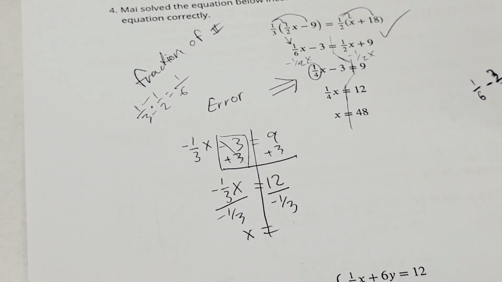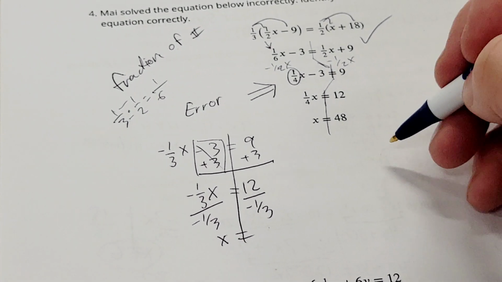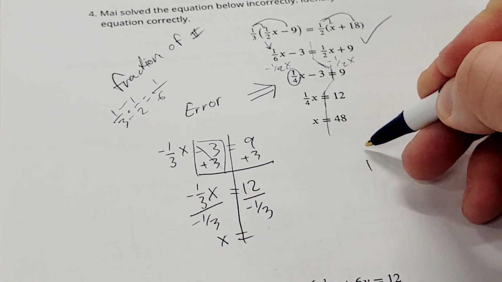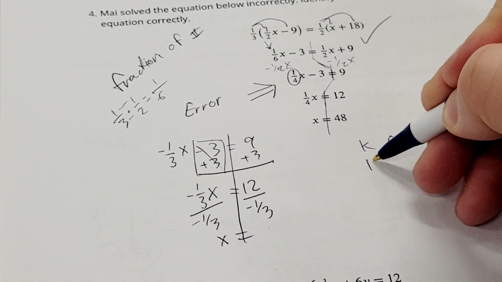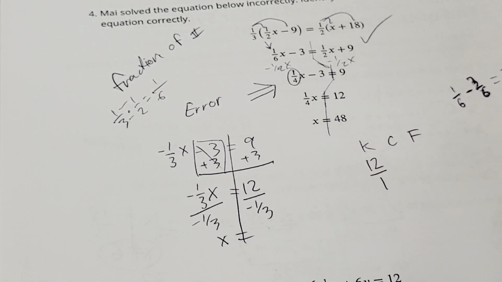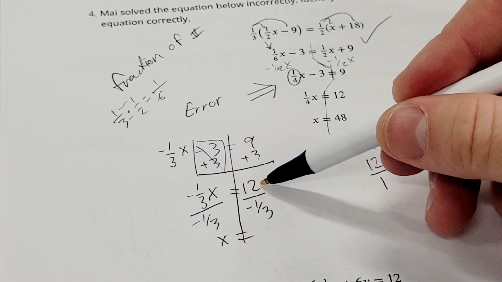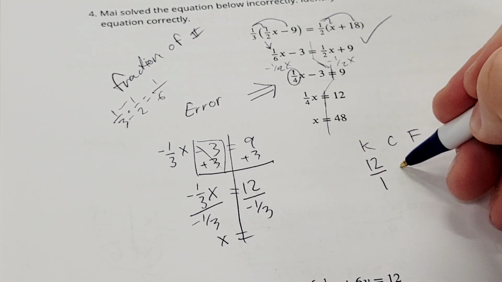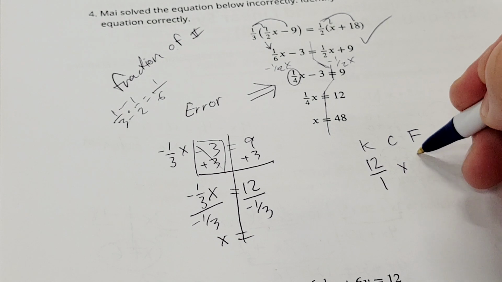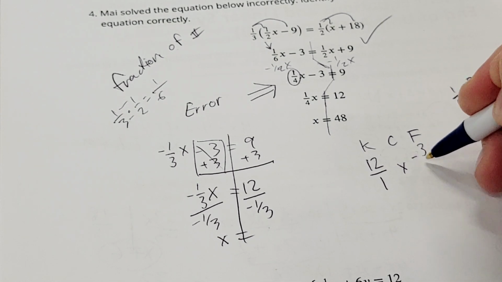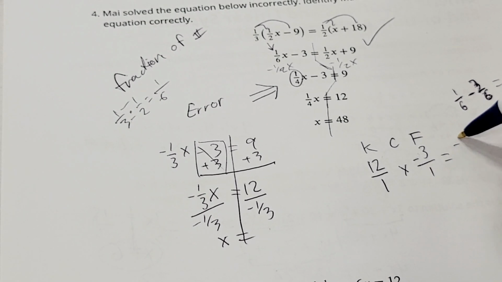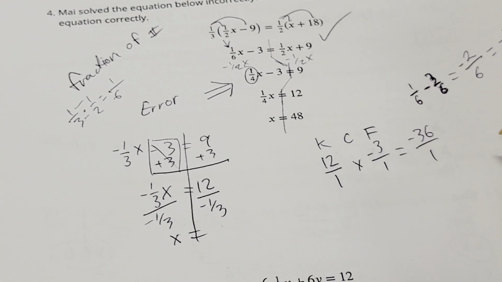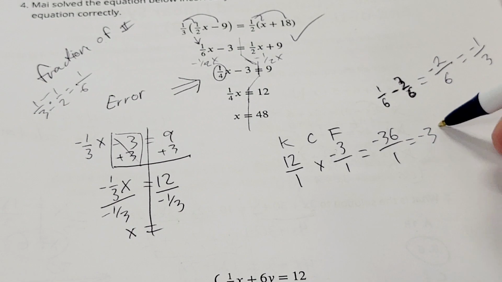Okay. Now I could go over here and keep change, flip, which would be 12 over 1 for the whole number, 12 divided by 1/3. Change to multiplication and then flip to negative 3 over 1, which is going to get me negative 36 over 1, which equals negative 36.